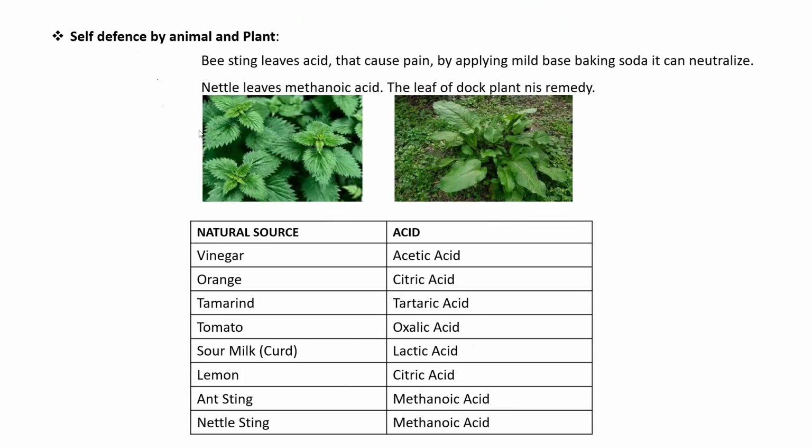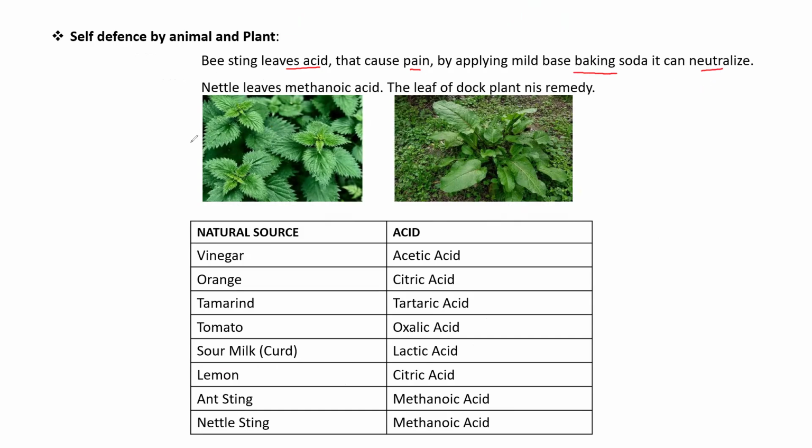So for the different applications we go through every day in life, their pH values are given here. Next, we have how plants or living organisms use this concept for self-defense. Here one example is given. Suppose, for example, a bee sits on some plant or on our skin somewhere. It leaves acid, and due to this acid we get pain. If you apply some basic solution, like baking soda, it will neutralize the acidic effect.